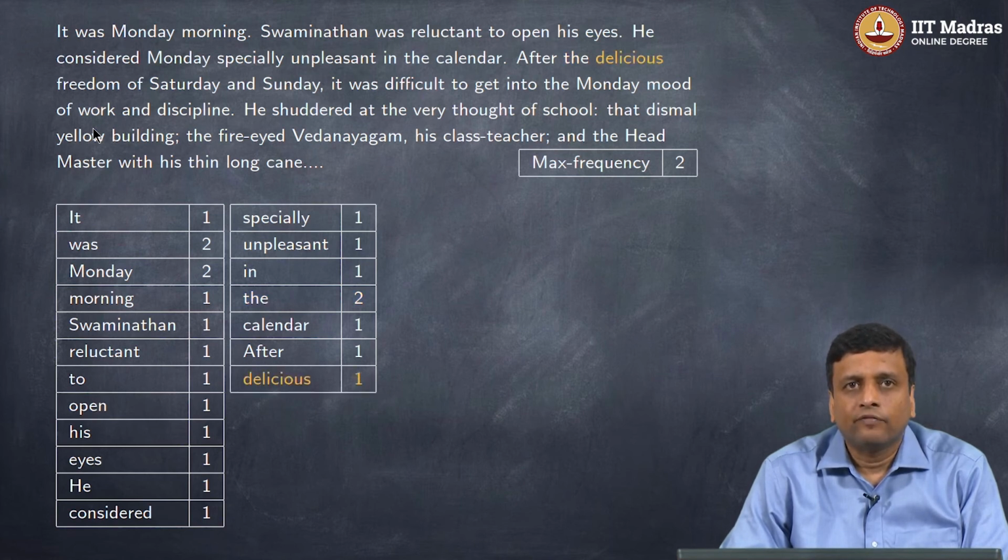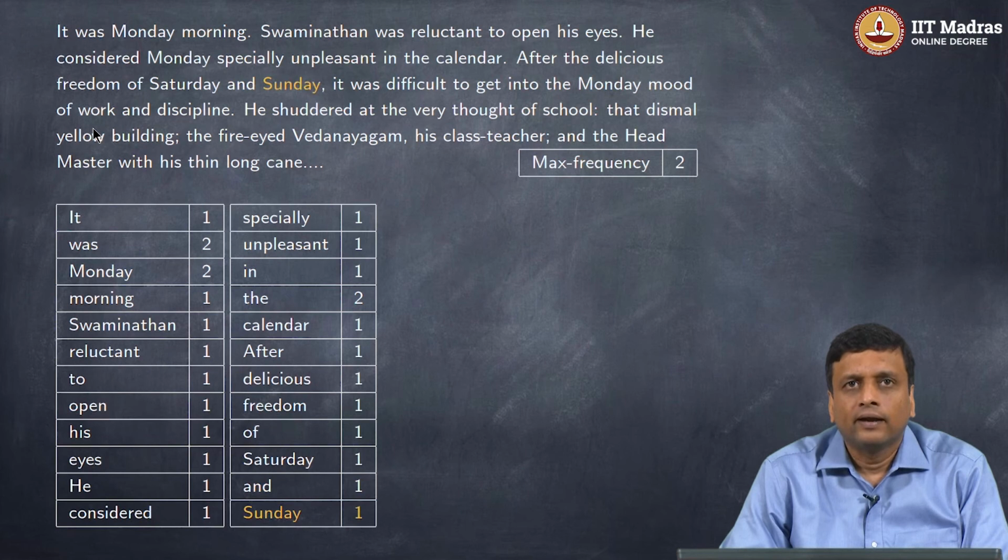Delicious is 1, freedom is 1, of is 1, Saturday is 1, and is 1, Sunday is 1, it is 2, but again 2 is the same as the maximum frequency. So, no change.